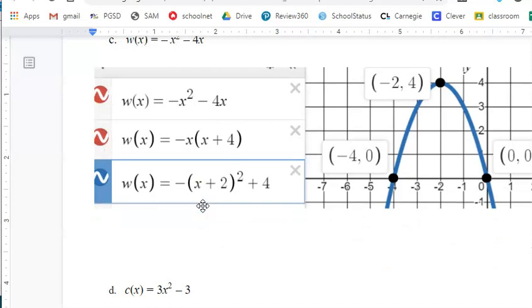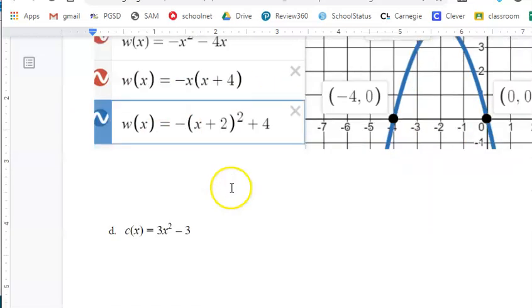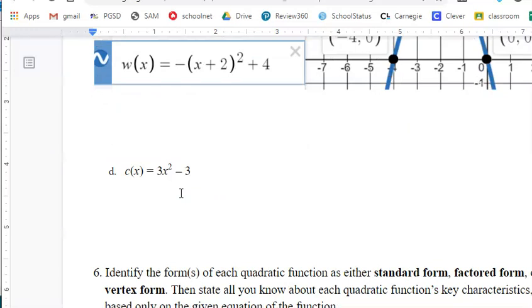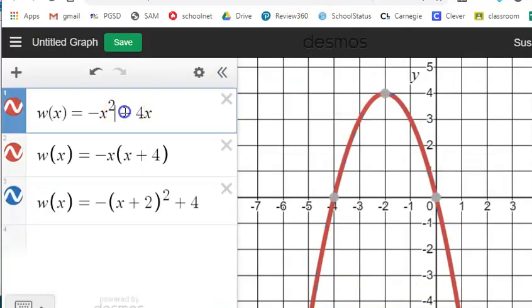You see the x-intercepts. It just so happens the y-intercept is 0, so that's why that first equation didn't really have anything at the end. Now this last one's a little different. You got 3x squared minus 3. So I'm going to highlight that. I'm going to put that in here.